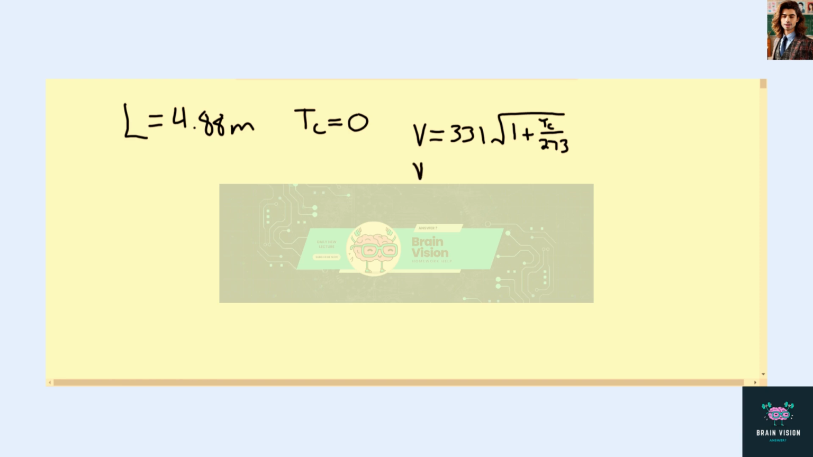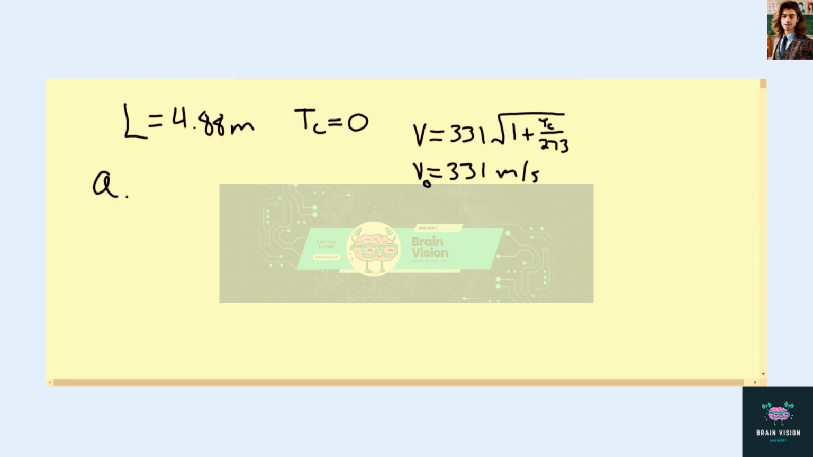If we take a look at this, we can see that v at 0 degrees Celsius is going to be, well, we plug in 0 for Tc under the square root, so 0 divided by 273 is 0. 1 plus 0 under the square root is 1. The square root of 1 is 1, so 331 times 1 is just 331. So we'll say V0 is 331 meters per second. Now we can get going with what we normally do for these kinds of problems.